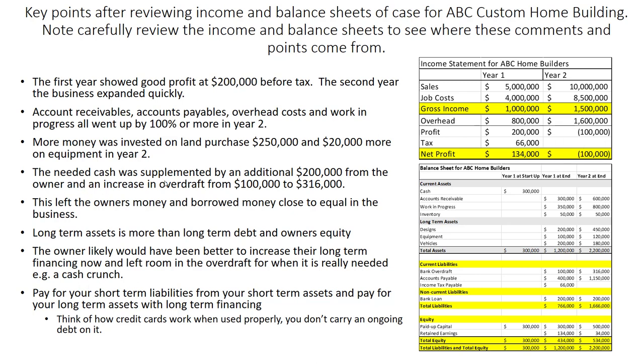So the needed cash was supplemented by the 200,000 from the owner, an increase in overdraft of 100,000 to 360,000. So overdrafts, that would be like a line of credit that the business has. And we talked about the types of liabilities when we talked about financial statements. So current liabilities are things that are usually due within a year. So unless we planned on turning this property or land over within a year, that may not make sense.